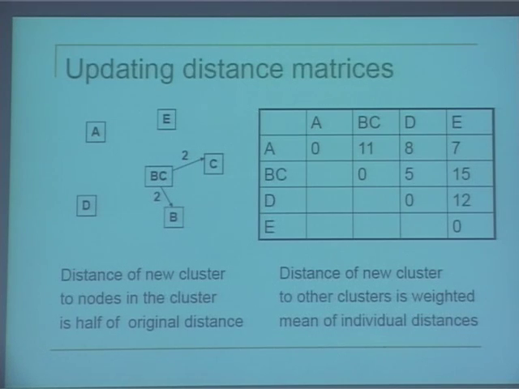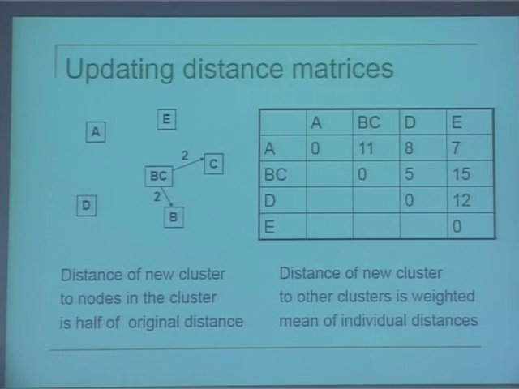And we never update these values. After we decide that these branches have lengths 2 and 2, they stay like that. Okay? That part of the tree is fixed from now on. Now, let's look at the second iteration.